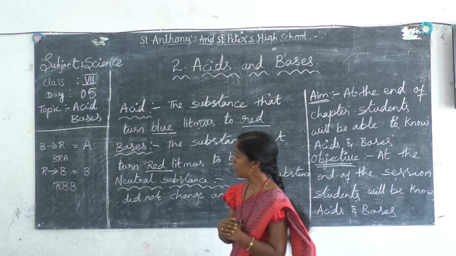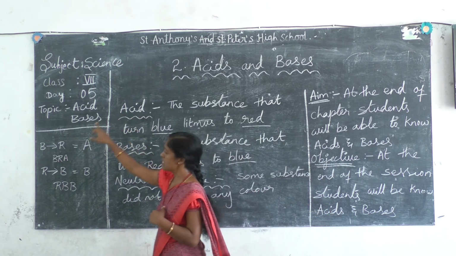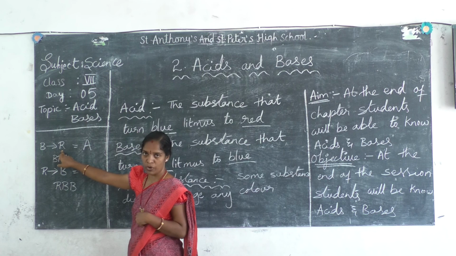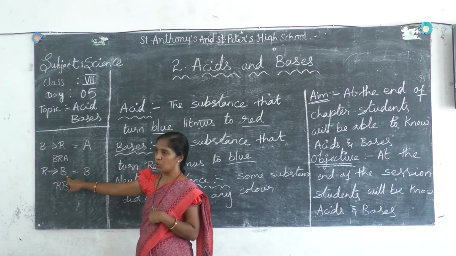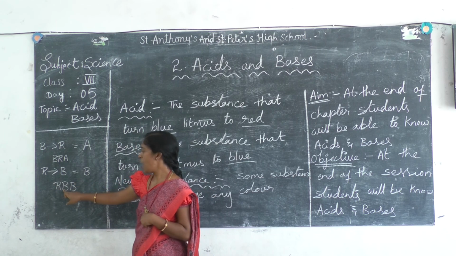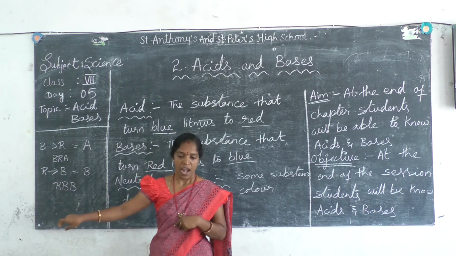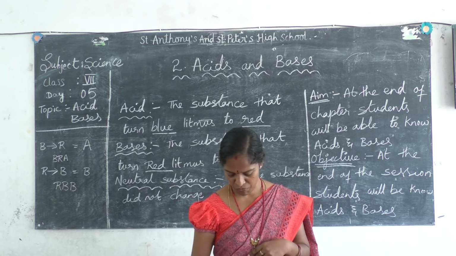Once again I am recollecting the points here. Blue turns to red, which is acid, BRA. Red turns to blue, then it is a base, RBB. Now I want to show some of the things here.